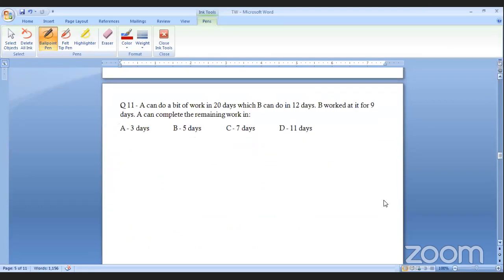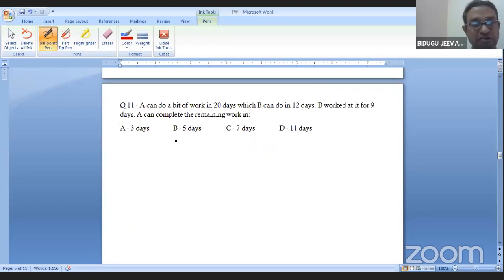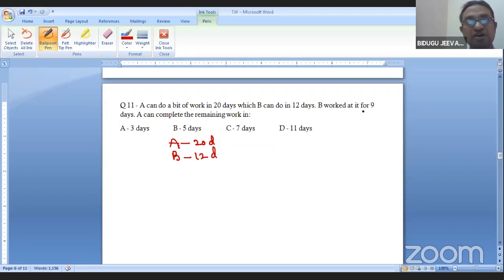A can do a bit of work in 20 days. B can do it in 12 days. B worked for 9 days. Very clear. B worked for 9 days. So A completes the remaining work. Remaining is nothing but what? So I'll take x. A, how many days he worked, we do not know. Let us take x. Is it clear, all of you?